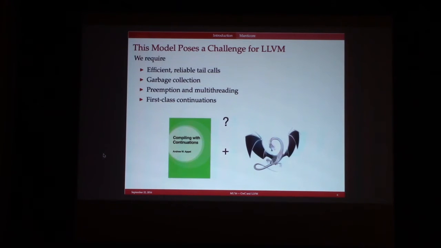So these are really the main sticking points that a lot of functional front ends have when they're targeting LLVM. In particular, they really need efficient, reliable tail calls, especially for us since we're CPS. They need garbage collection, and especially for Manticore, we need preemptive scheduling and multithreading, which is becoming more common these days in a lot of language implementations, and we use first-class continuations. So this is basically going to be the structure of my talk, and I'll be telling you about how we solve these problems, and I also have an evaluation.